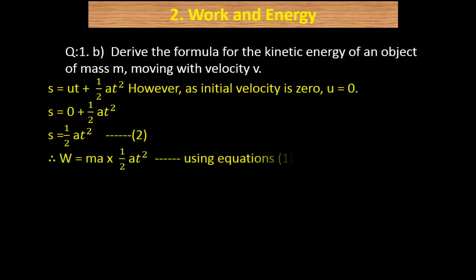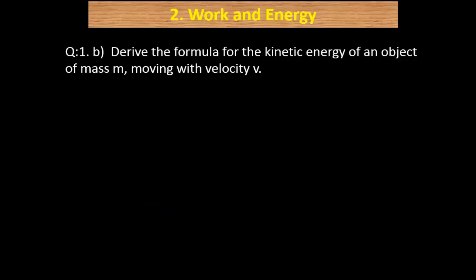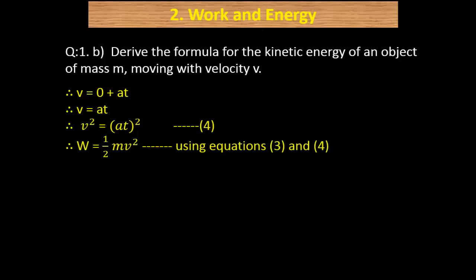Equation number 2. Therefore, W is equal to ma multiplied by half at square. Using equation 1 and 2, therefore, W is equal to half m a square t square. Using Newton's first equation of motion, v is equal to u plus at. Therefore, v is equal to 0 plus at. Therefore, v is equal to at. Therefore, v square is equal to a square t square. Therefore, W is equal to half mv square.